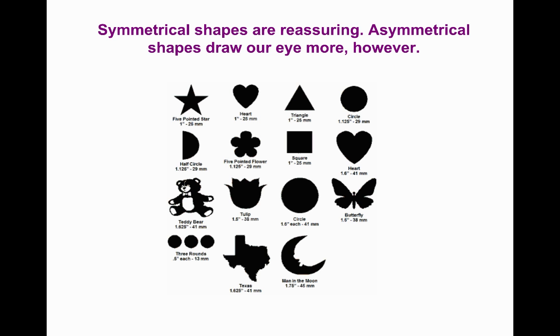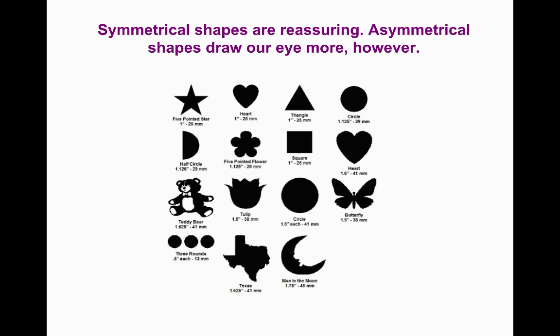Symmetrical shapes we find very reassuring in the same way that blues and greens tend to be calming, and asymmetrical shapes draw our eye more and can be more invigorating and exciting in the way that the warmer colors on the color wheel can. So again, if you're thinking back to a product that you want, like the advertisement for a therapy clinic, you're going to want to probably use calming shapes, symmetrical shapes, rounded shapes, not spiky ones.